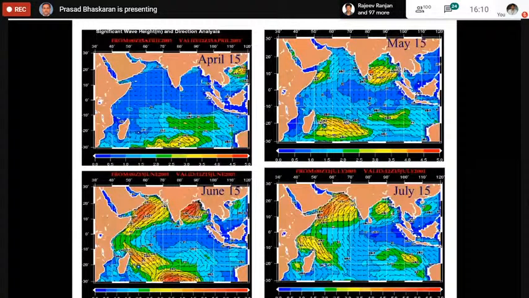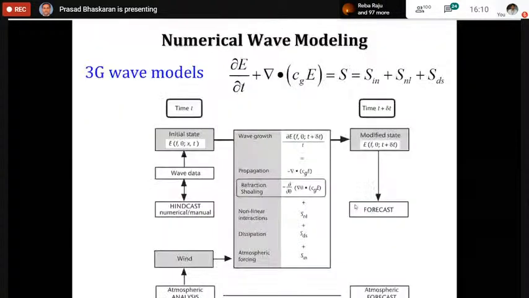Similarly, you can get the wave period, you can get the wave spectrum, you can get the information about the significant wave height for the swells, you can get the swell wave period, the swell wave direction. So all these parameters you can get using the numerical wave models.